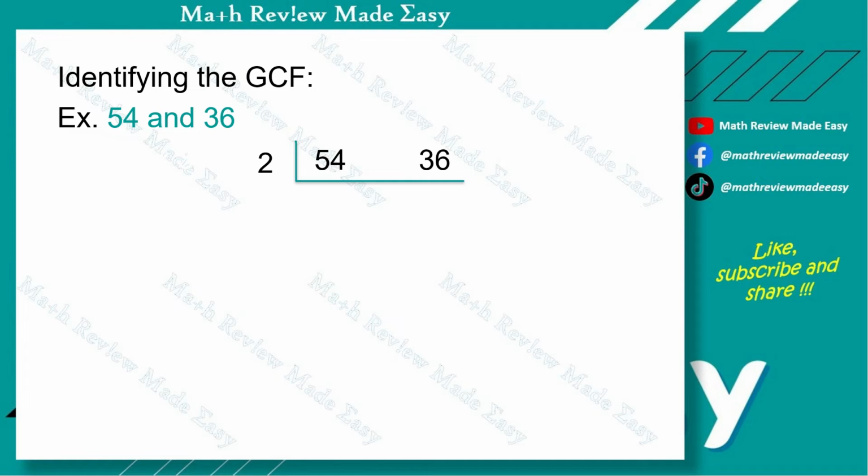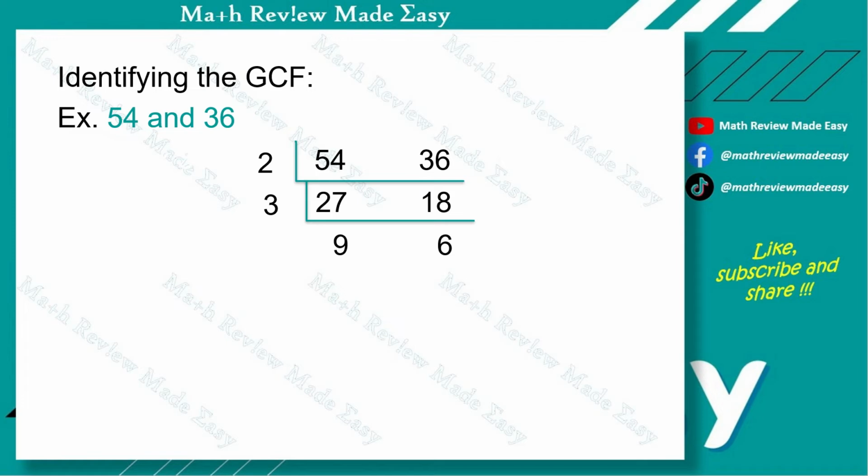Ang sunod nating step is, i-divide natin yung dalawang number natin dun sa factor na pinili natin. So, 54 divided by 2 is equal to 27, while 36 divided by 2 is equal to 18. So, titingnan natin kung may common pa ba sa factor na yan. So, meron pa naman. So, pipiliin natin sunod ng factor is 3. Kasi pwedeng i-divide ang 27 and 18 by 3. So, 27 divided by 3 is equal to 9, and 18 divided by 3 is equal to 6.